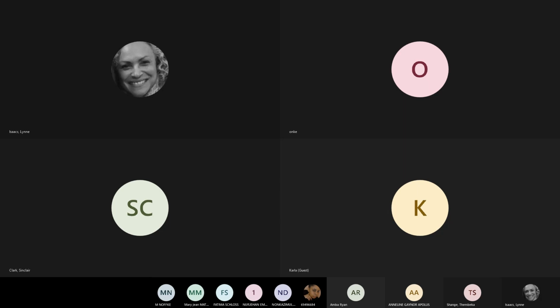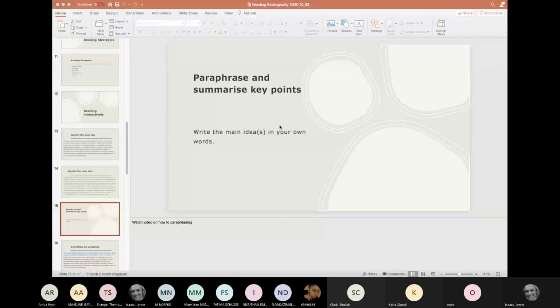I'm just trying to find my sheet today. I'm clicking all over the show at the moment. Here we go. So then one of the bullet points in your study guide about reading interactively was to identify the main ideas, but then also to summarize that information.